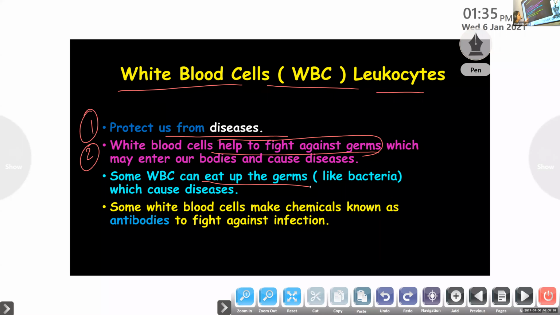Otherwise, if they can't kill by eating them, what will they do? They may produce some chemicals. What is the name of those chemicals? Antibodies. Okay, so either they may eat up the germs or they may produce some chemicals called antibodies to fight against these diseases. Is it clear?